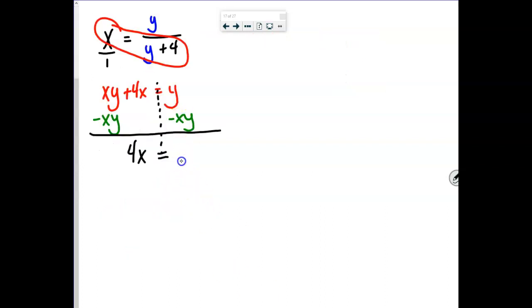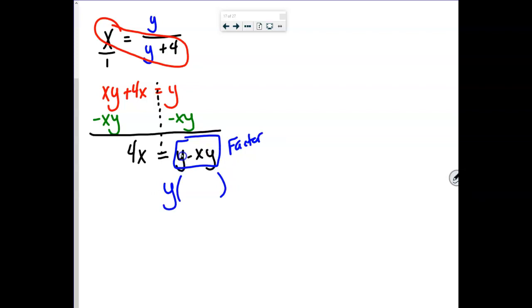4x equals y minus xy. Yeah, so these don't combine. And this is where Algebra 2 was like, whoa, what now? But Cameron said, now you got to factor. Remember doing this? There's a common y that you could factor out. So if you factored the y out of that expression, you're careful.